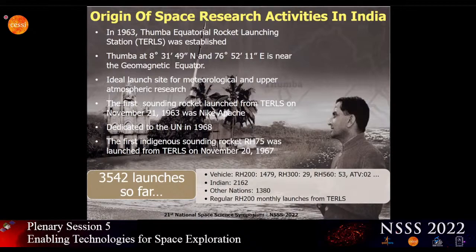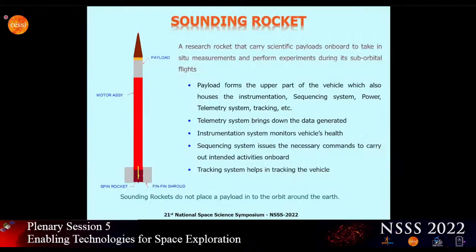The RH-200, the 300, the 560, the ATV, and so on, including rockets from other nations, more than 1,300 launches we had from other nations. We also have regular RH-200 monthly launches for meteorological purposes.